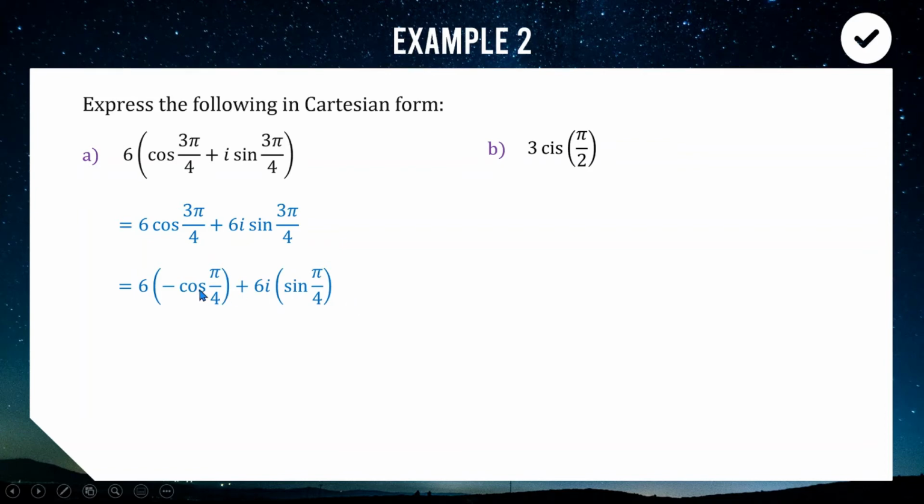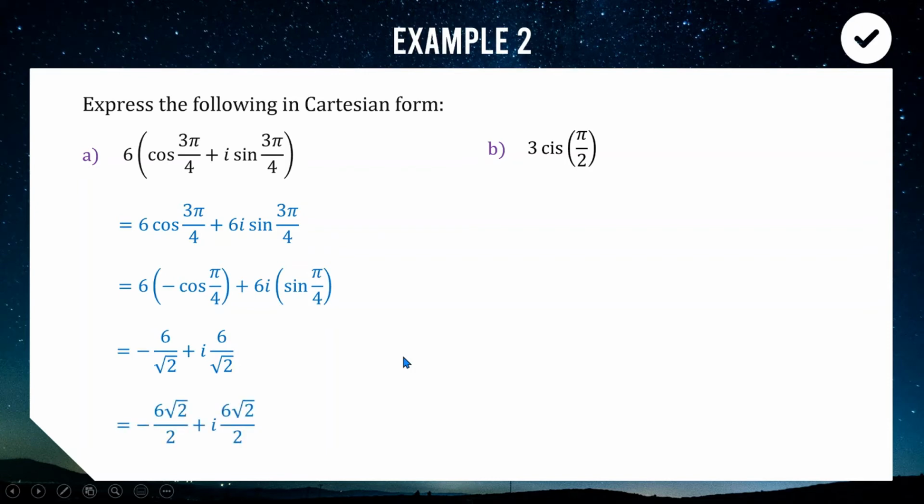Okay, cool. Now, cos pi on 4 and sine pi on 4 have the same value. They're both equal to 1 over root 2. So we always want to be using exact values for questions like this, no decimals ever. Okay, so we have 6 times negative 1 over root 2 is negative 6 over root 2. And we have 6i times 1 over root 2 is right here. We'll leave the i out the front, so we have our real part and our imaginary part.